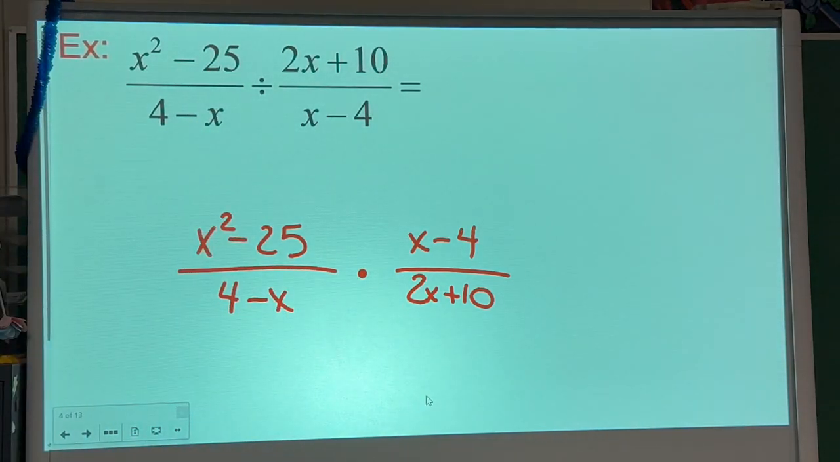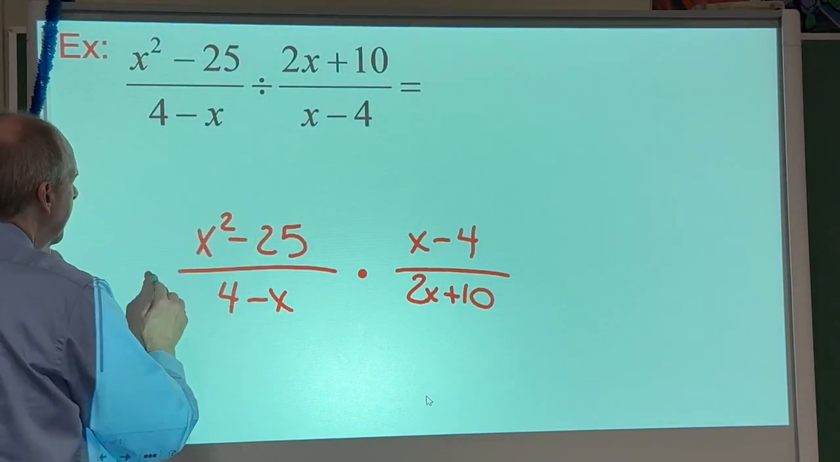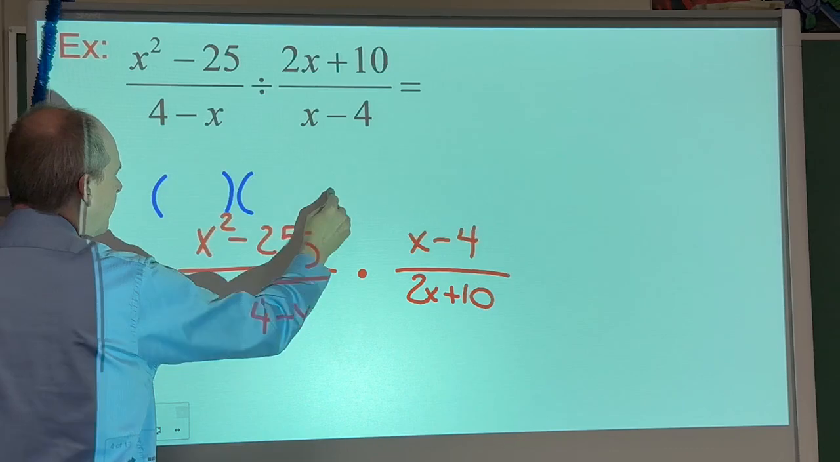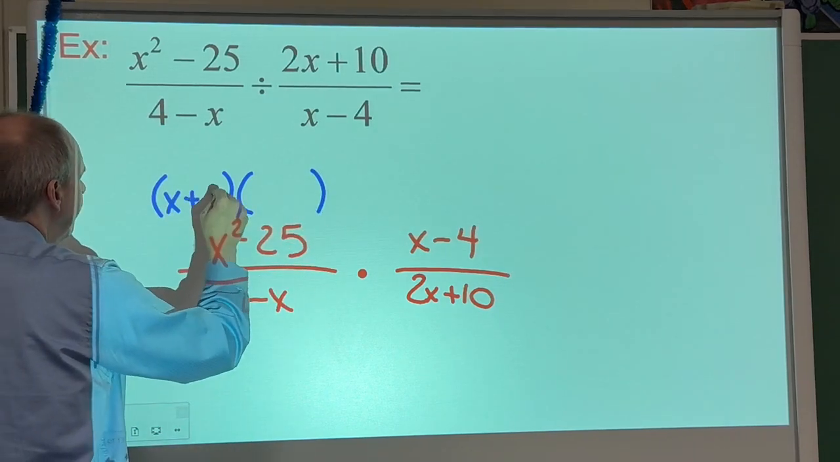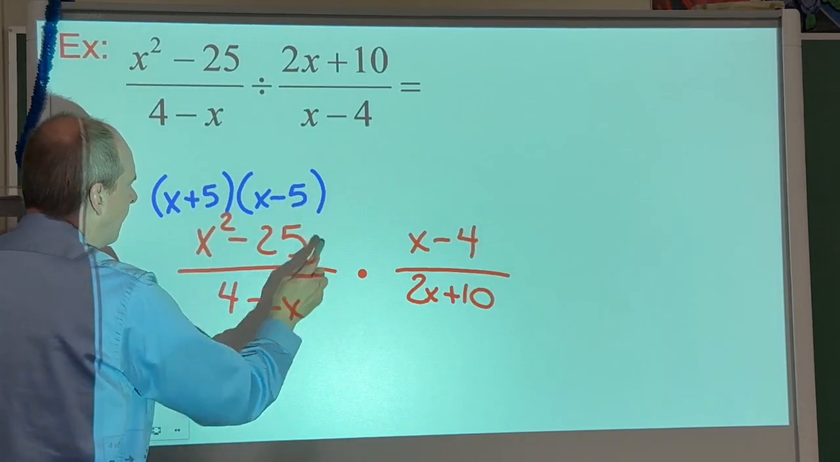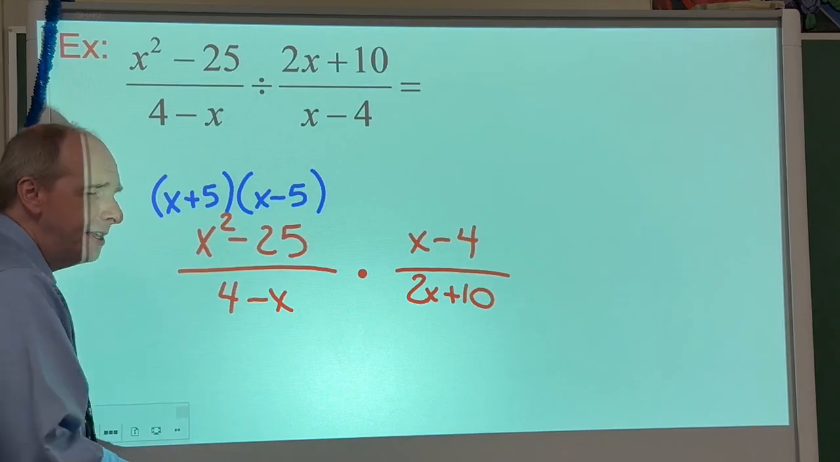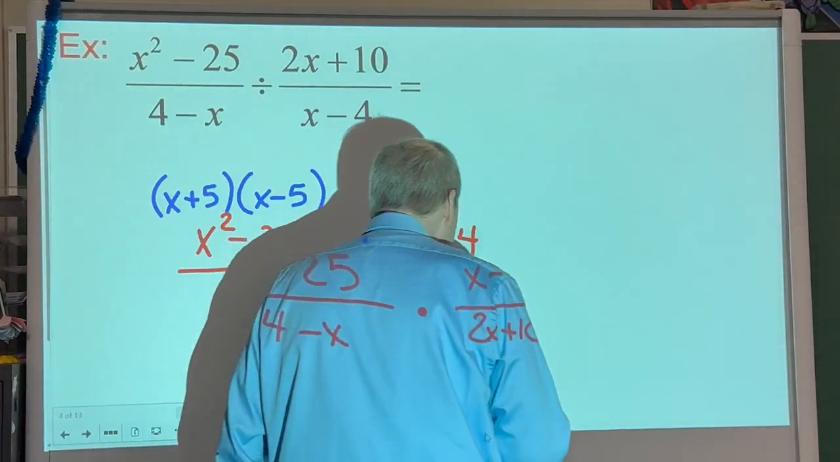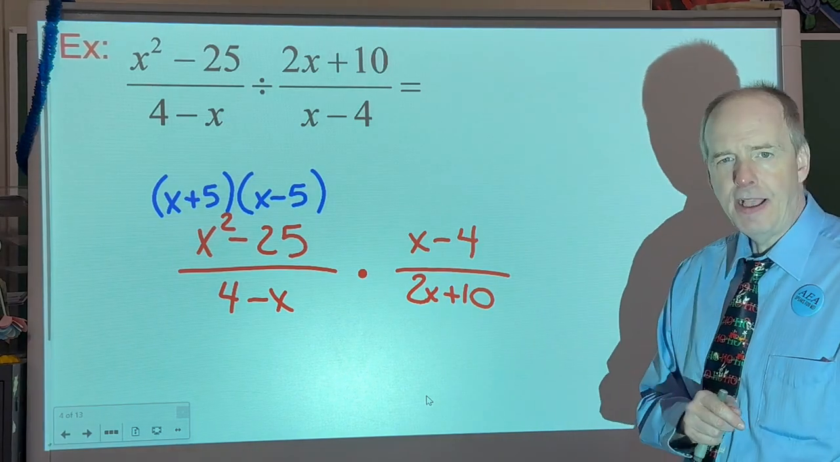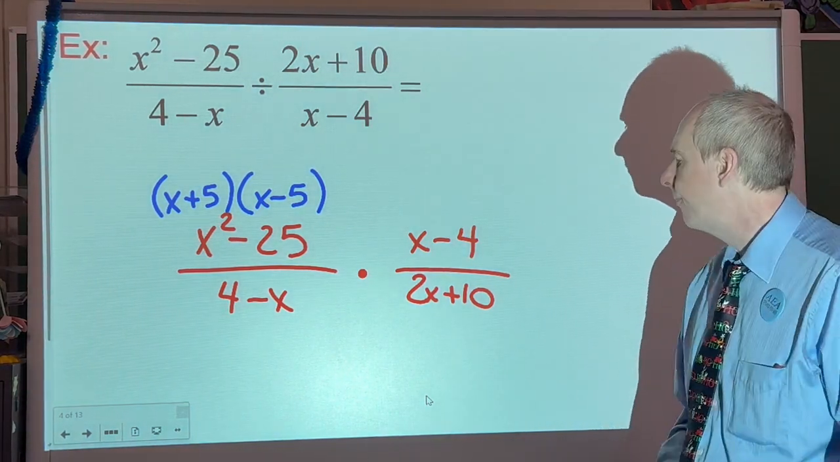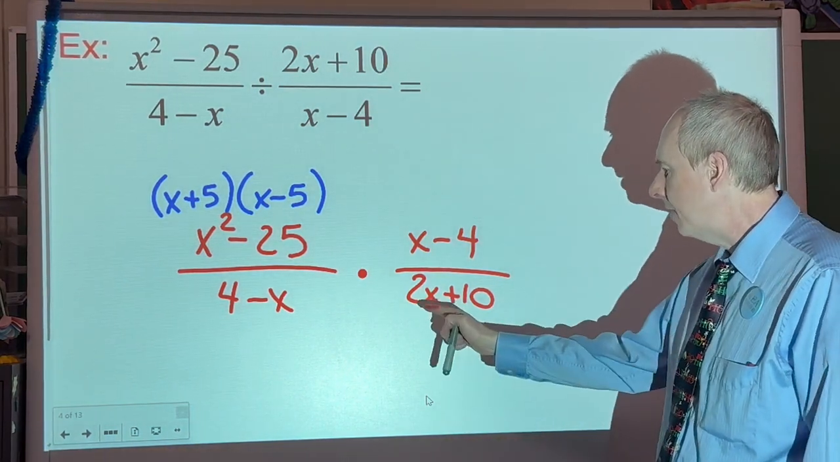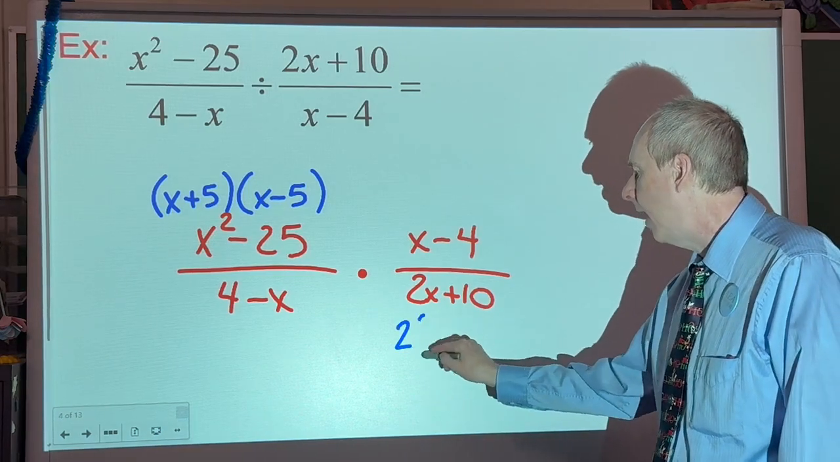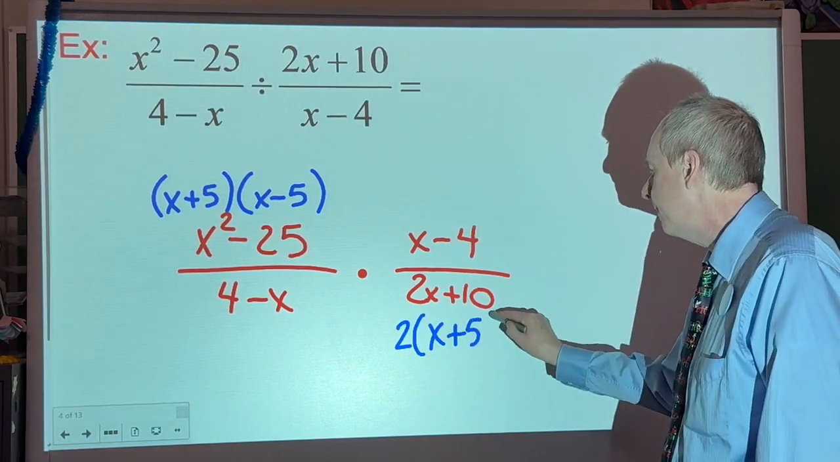Now we try and factor, just like what we did last class, just like what the practice problem was that you started with today. So factoring x squared minus 25. This is a difference of squares. x plus 5, x minus 5. 4 minus x, that doesn't really factor. x minus 4, nothing in common, doesn't factor, there's no x squared. 2x plus 10, well that's 2 times x and that's 2 times 5. So this is 2 times x plus 5.